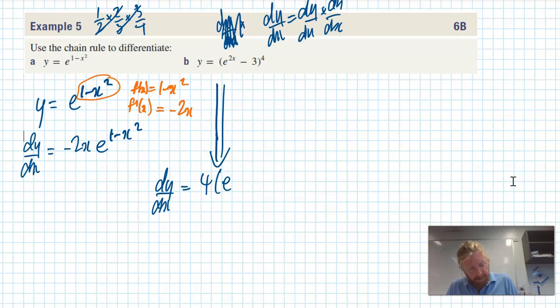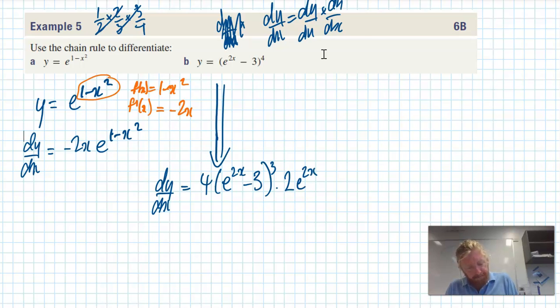e to the 2x minus 3 to the 3. And now the derivative of the inside is going to spit out the derivative of minus 3, which is just 3. The derivative of e to the 2x is 2e to the 2x.